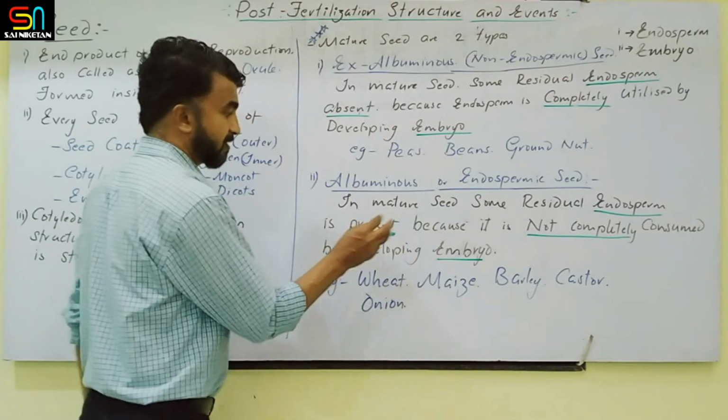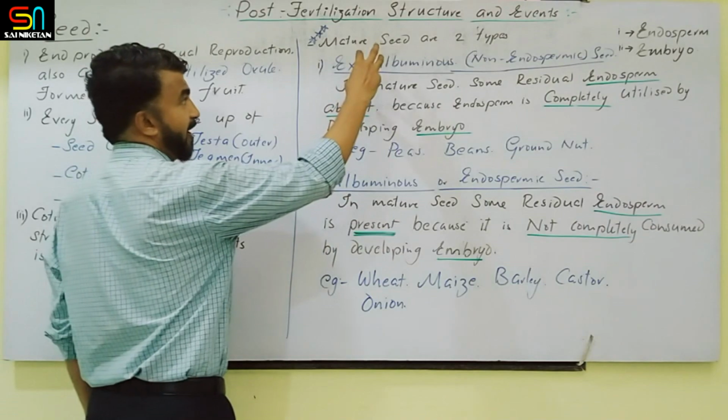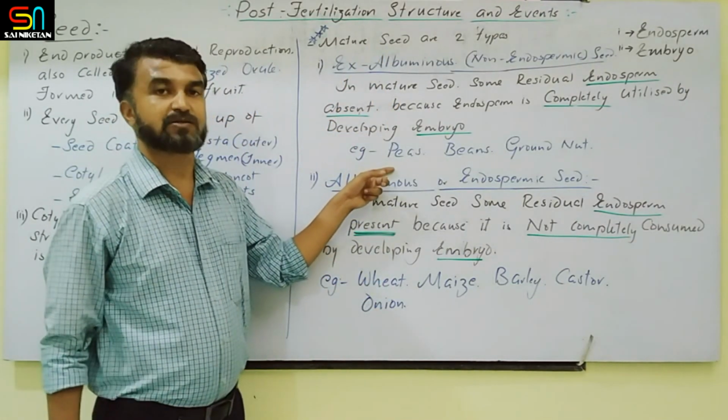Based on the presence or absence of the endosperm, the seeds are classified into exalbuminous and albuminous seeds. This may be a 3 marks question.